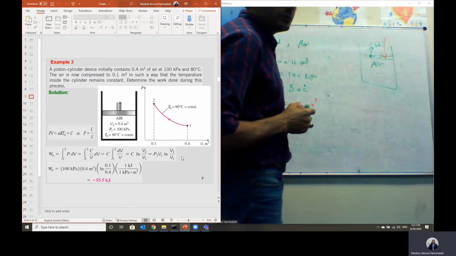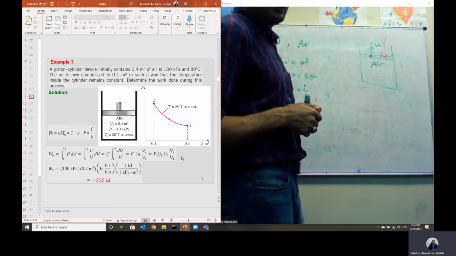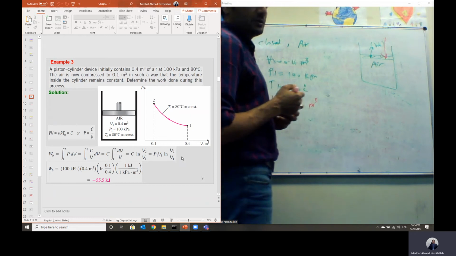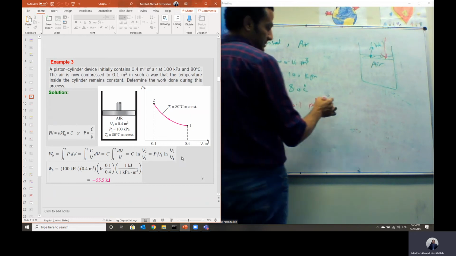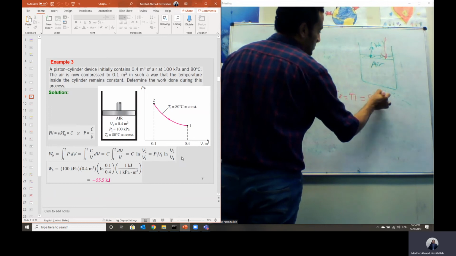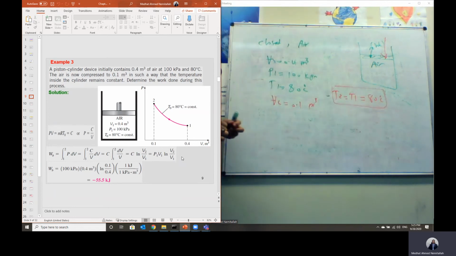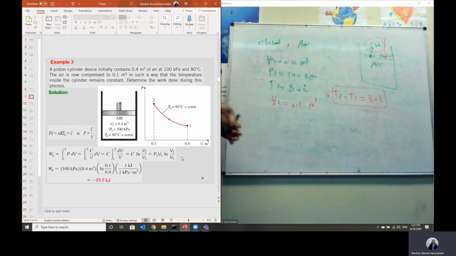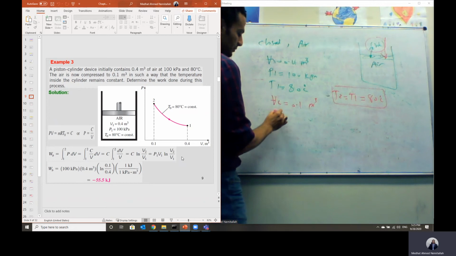This is the volume V2. This compression process is done in such a way as to keep the temperature of the air inside the cylinder constant. So that means the temperature T2 is the same as T1, equal to 80 degrees Celsius. Okay, and we need to calculate the work done during this process. So which kind of work do we have? We have boundary work, because we have movement of the boundary. We don't have electrical work, we don't have shaft work. In this case, we have boundary work.